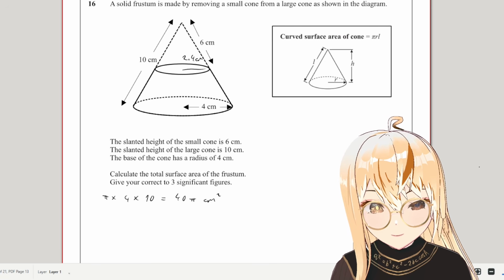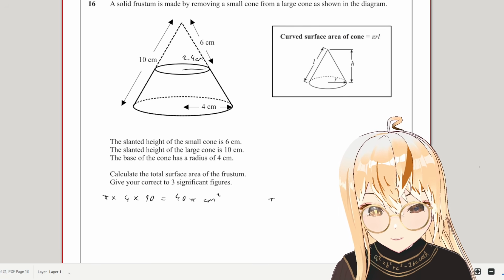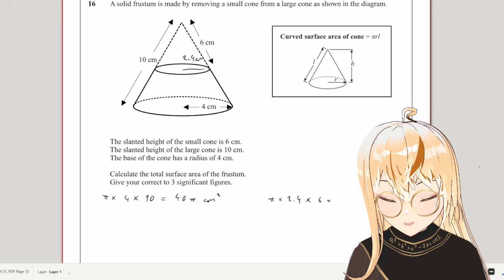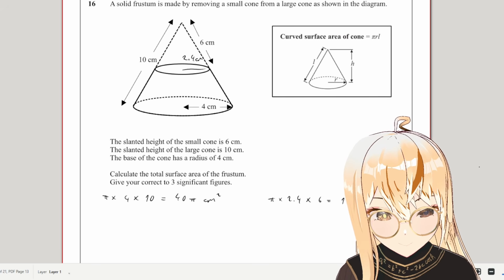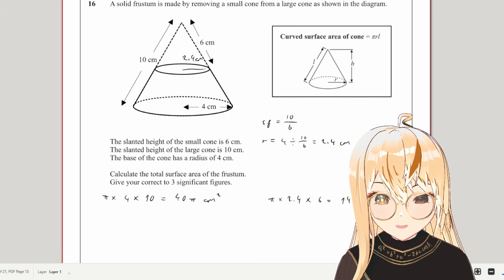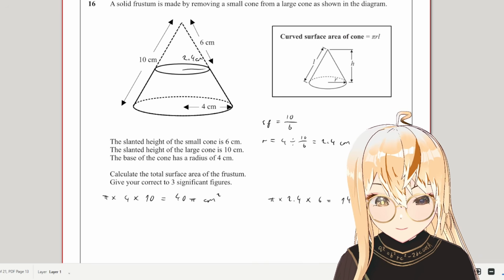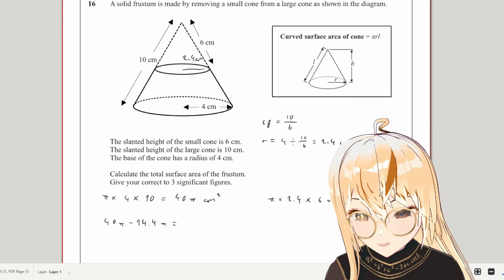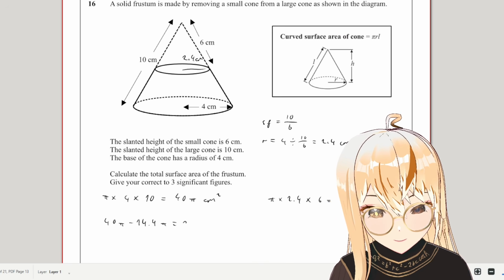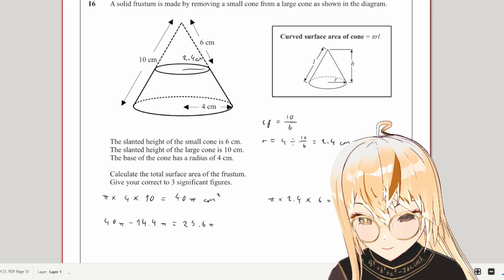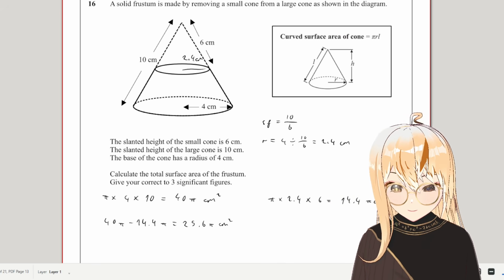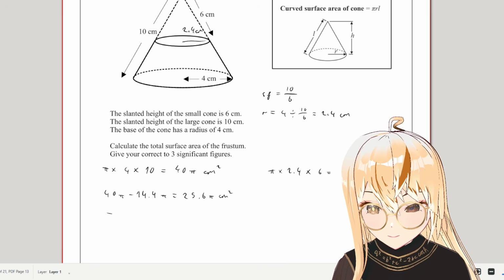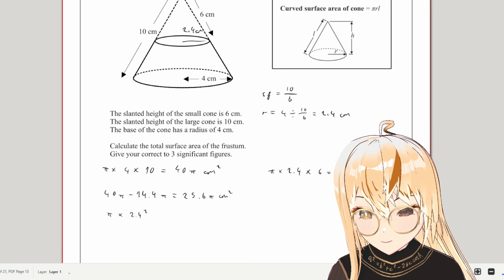So that means the curved surface area of this small cone is pi times 2.4 times 6, which is 14.4 pi. So the surface area of this base here, or on the curved part anyways, is 40 pi minus 14.4 pi, which is 25.6 pi centimeters squared. I have a calculator for a reason. And then we can just get the areas of the top and bottom and then just add it onto that. So pi r squared for both.